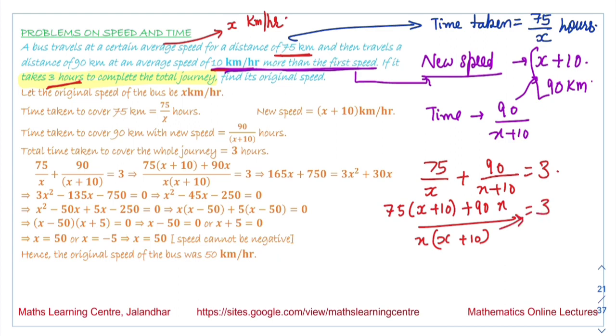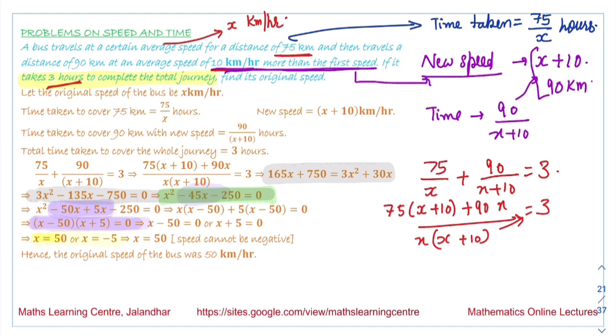We cross multiply these terms, and these calculations are also shown over here. The final quadratic equation that you will get is x square minus 45x minus 250 is equal to 0. To solve this, we are splitting the middle term. We split the middle term 45x as minus 50x plus 5x, and the factors we obtain are x minus 50 into x plus 5 is equal to 0.